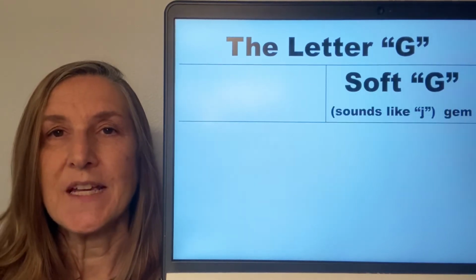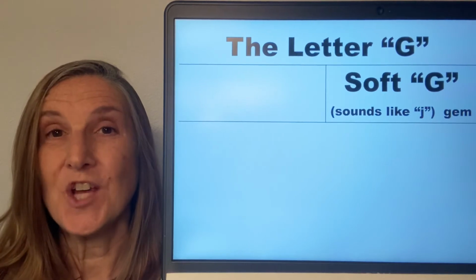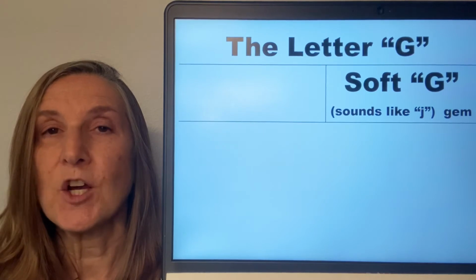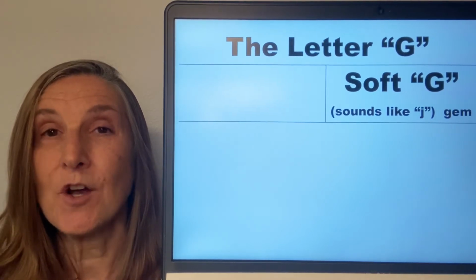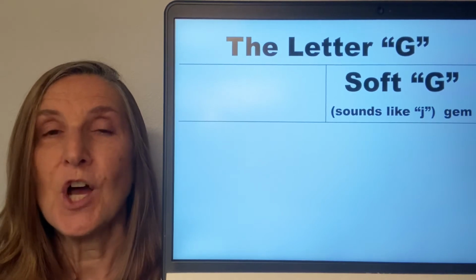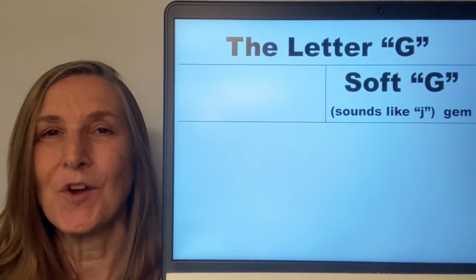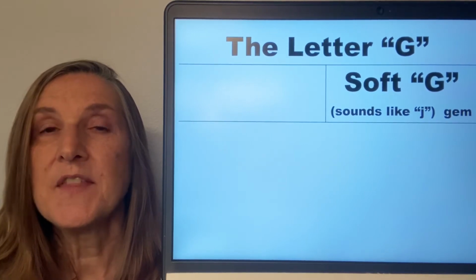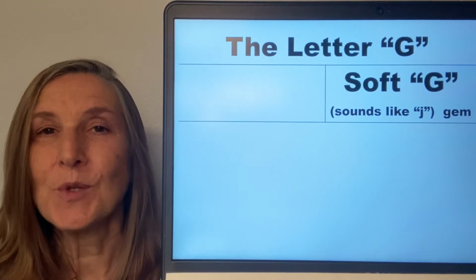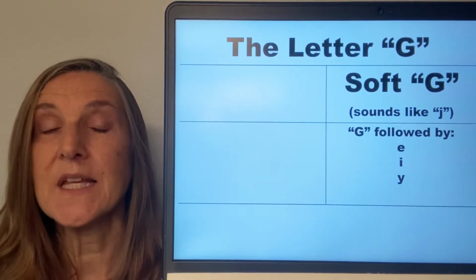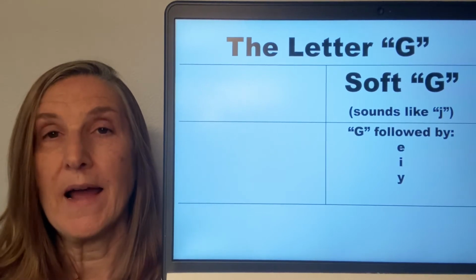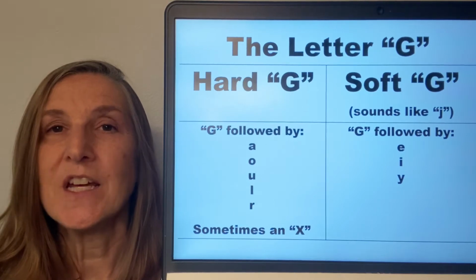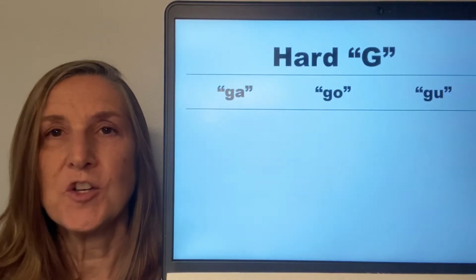The other sound of G is a soft G, which sounds like a J, as in the word gem. We form this sound by placing our tongue against the ridge of bone behind our front two teeth and then pushing off with our tongue as we speak out with our voice. J, J, J. This soft J sound usually occurs when the G is followed by the vowels E, I, or Y. So the hard G, G. The soft G, J.